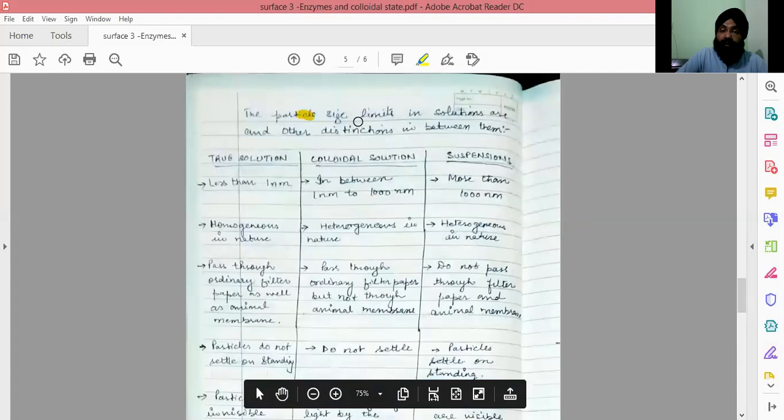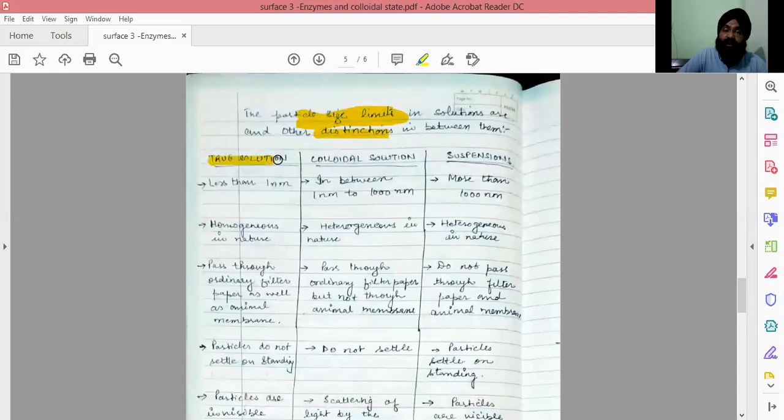So on the basis of particle size limits and other distinctions, the solutions become of three types: true solutions, colloidal solutions, and suspensions. If the particle size is less than 1 nanometer, they are termed true solutions. If it is between 1 nanometer and 1000 nanometer, then colloidal solutions. More than 1000 nanometer, then suspensions. True solutions are homogeneous, meaning their concentration is the same throughout the solution. Colloids appear homogeneous, but actually they are heterogeneous in nature. Suspensions are heterogeneous in nature.